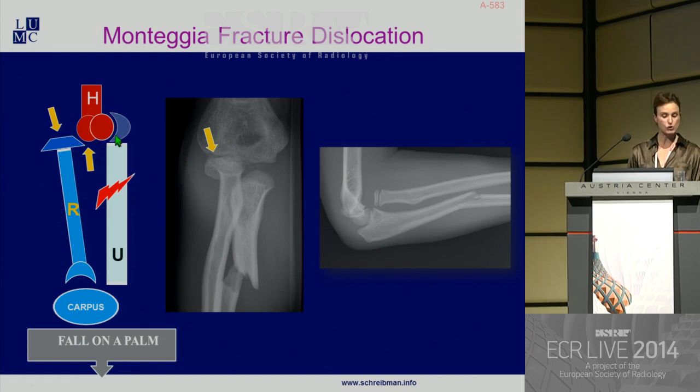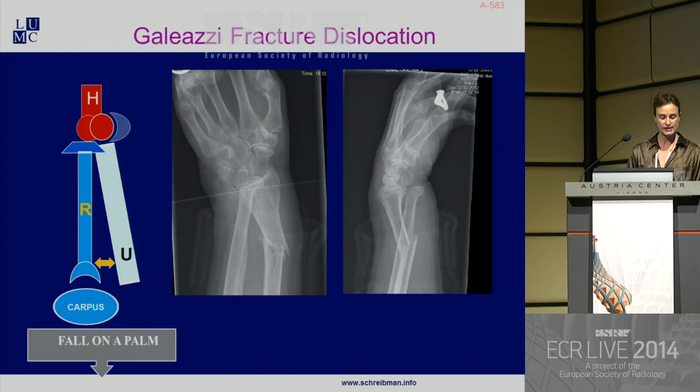We can also understand in the particular case of the Galeazzi fracture dislocation how, when we have an axial load at the level of the radius, especially the distal radius, there can be an angulation at that level, and due to this, a dislocation of the distal radioulnar joint.